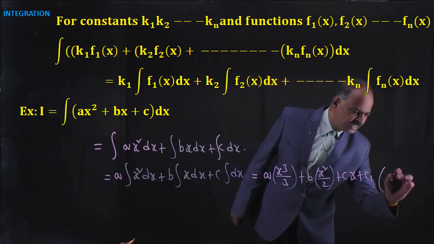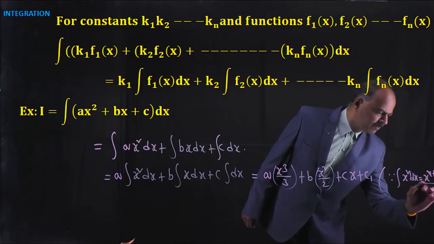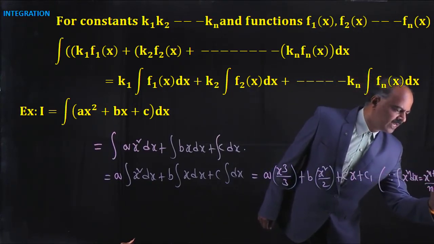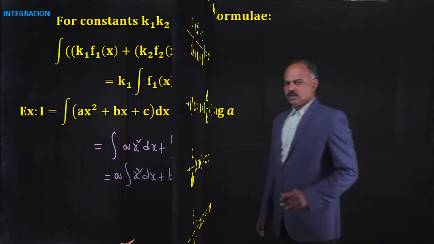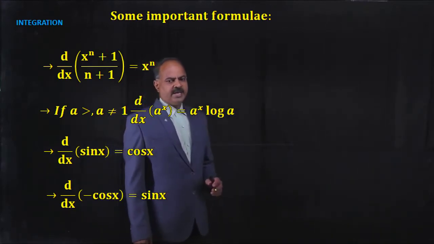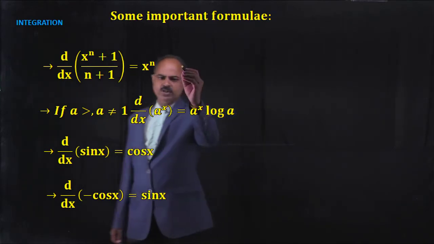Since integral x to the power n dx equals x to the power n plus 1 by n plus 1, here n is not equal to minus 1. Some important formulae: d by dx of x to the power n plus 1 by n plus 1 equals x to the power n.